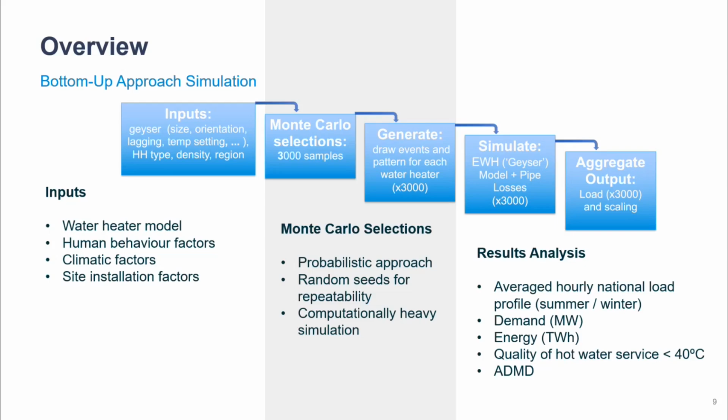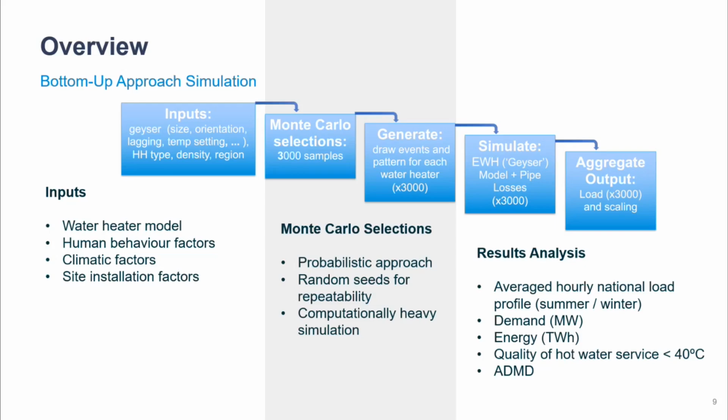In general, what we did was we took a lot of these variables with a bunch of weightings, and we applied a Monte Carlo selection, so it was a probabilistic approach. We applied a random seed to it to allow for the repeatability of experiments. And just a note there that this was a really computationally heavy simulation. So that's where Ken really came in with the computing aspect, which we'll talk about in a moment.